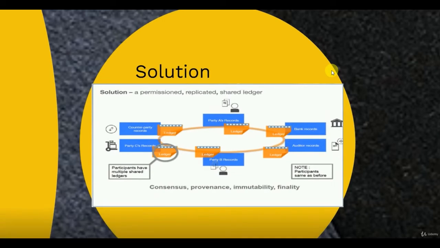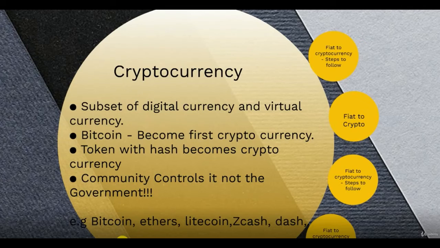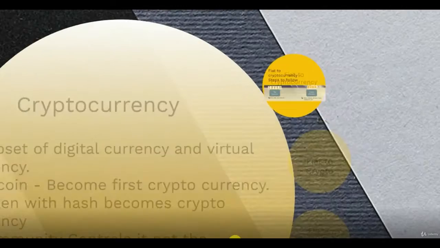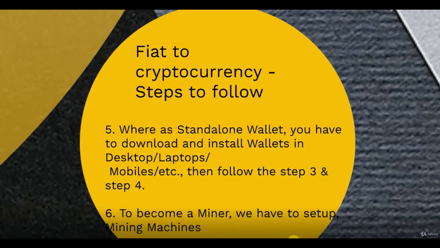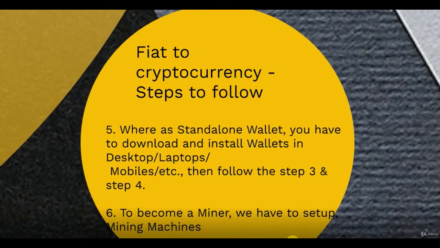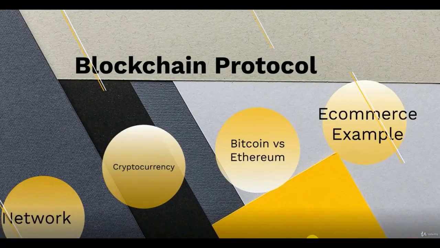And then we moved to the cryptocurrency application. In it, we saw what a cryptocurrency is, and the steps we need to follow while converting cryptocurrencies to fiat currencies. We have seen what fiat currency is, what the difference between fiat currency and cryptocurrencies is, and the steps like know your customer, how to create your wallet, how to become a miner, how to use standalone wallets and all.